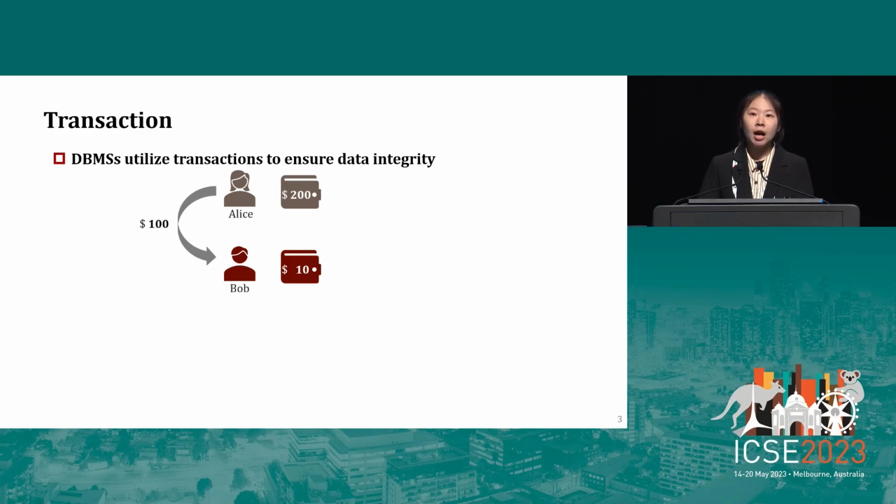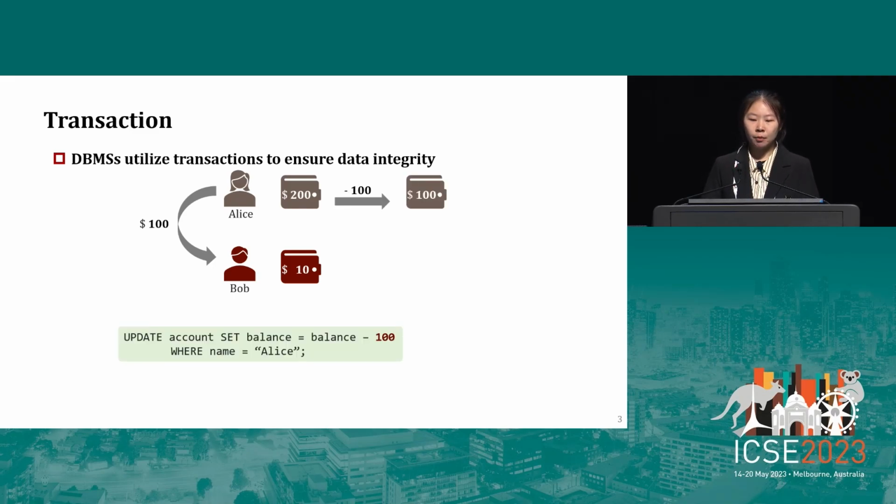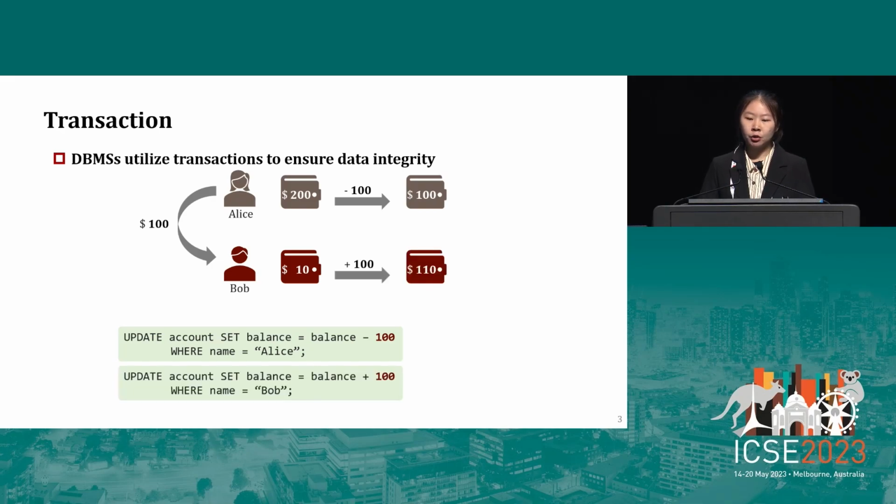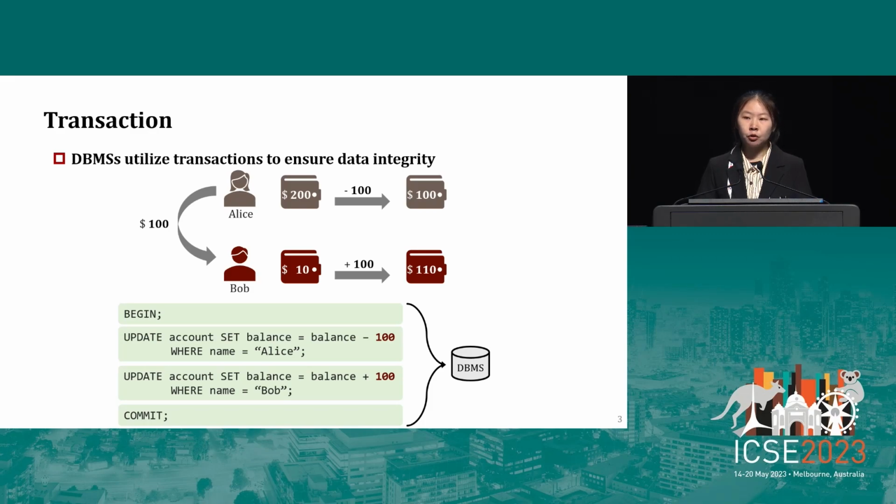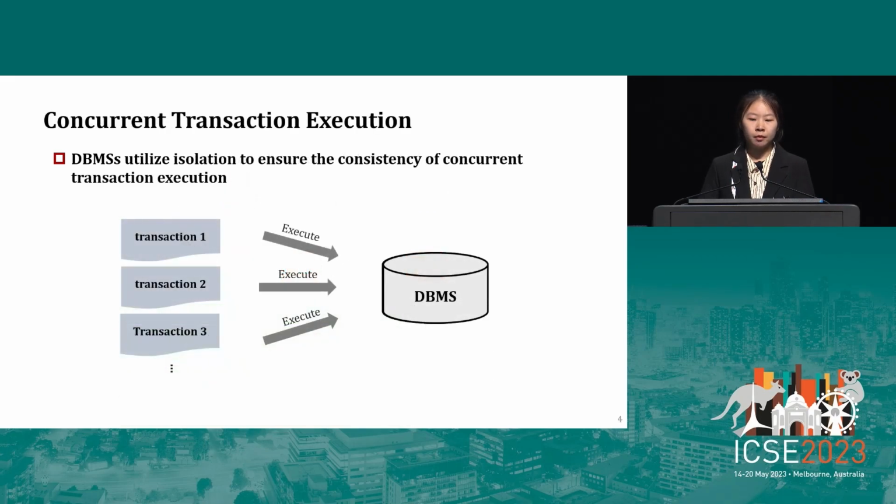For example, Alice wants to transfer money to Bob. The DBMS subtracts $100 from Alice's account and adds $100 to Bob's account. The DBMS utilizes a transaction start statement and end statement to form a transaction and executes such a group of statements to ensure transfer data integrity. In DBMS, transactions are executed concurrently. DBMS utilizes isolation to ensure consistency of concurrent transaction execution.